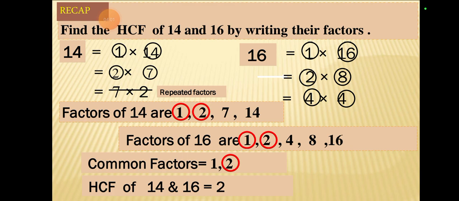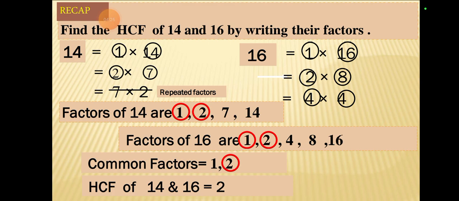Then for 16: 1 sixteen is 16, 2 eights are 16, and 4 fours are 16. In the 3 table it does not come. Here, 4 fours are 16, so 4 is coming two times, and that is where we stop. So the factors of 16 are 1, 2, 4, 8 and 16.